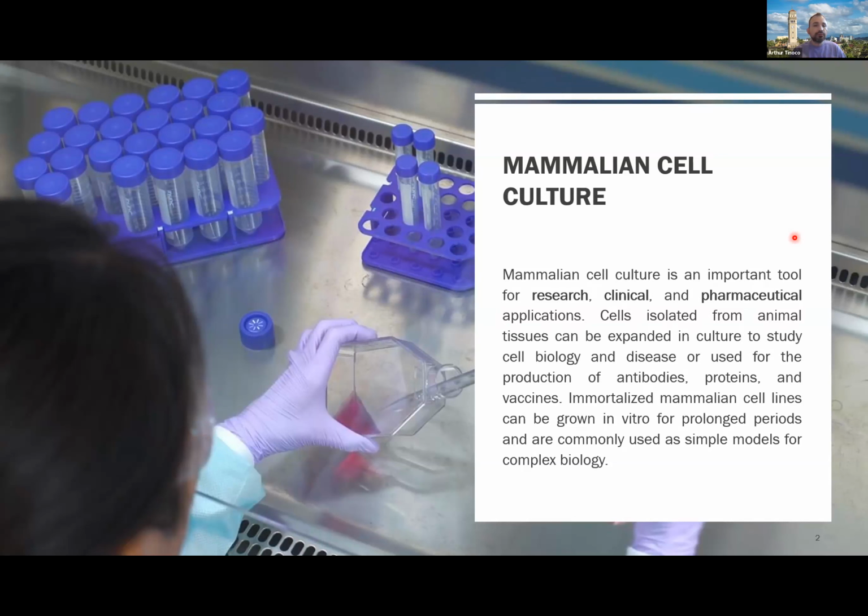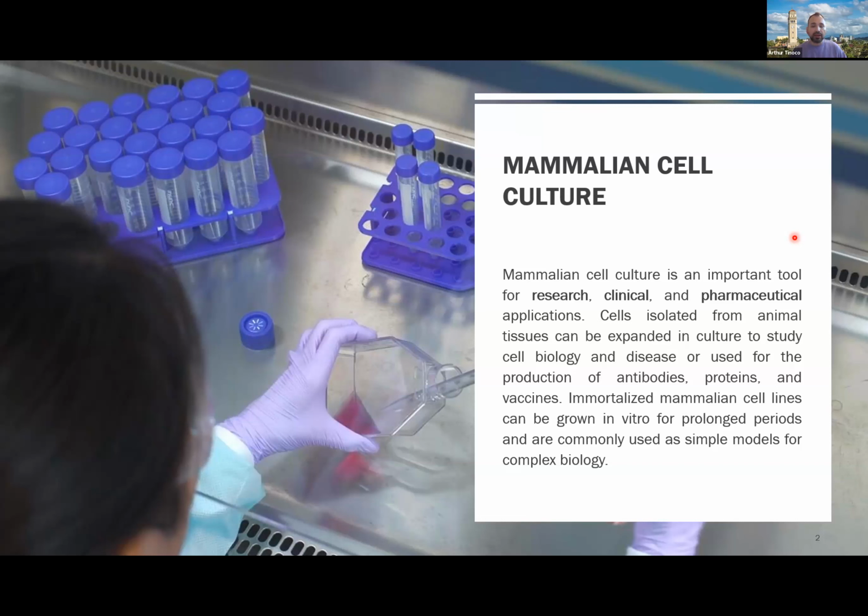And so there are a number of types of cells that one could work with. For instance, you can work with primary cells. What I mean by that is that these are cells that are actually isolated from animals, from a living system. Those cells can be expanded in culture and allow for the study of cell biology and even disease, and can be used for production of antibodies, proteins, and vaccines. When you're working with primary cells, you have a limited time frame in which you can actually use them.